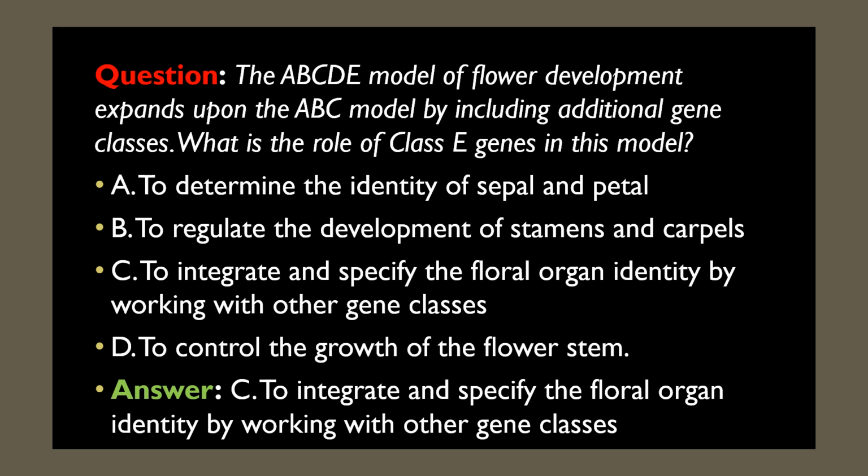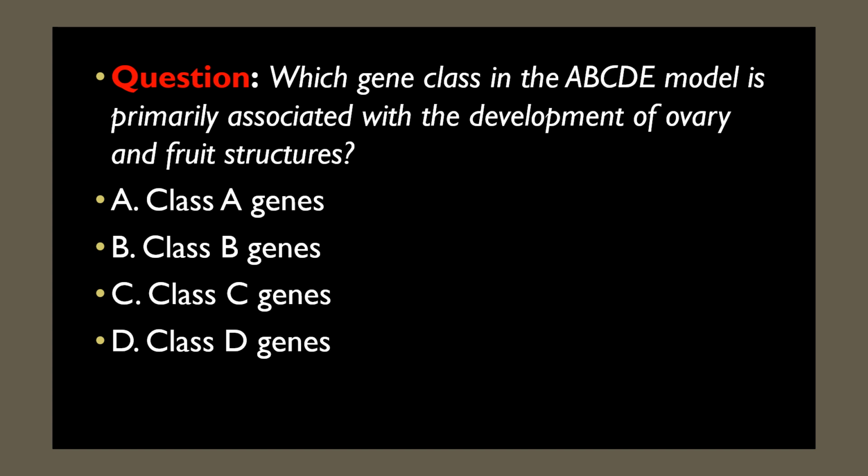Now see the next question. Which gene class in the ABCD model is primarily associated with the development of ovary and fruit structure? First option is class A gene, second is class B gene, third is class C gene, and fourth is class D genes. So the answer is class D genes.